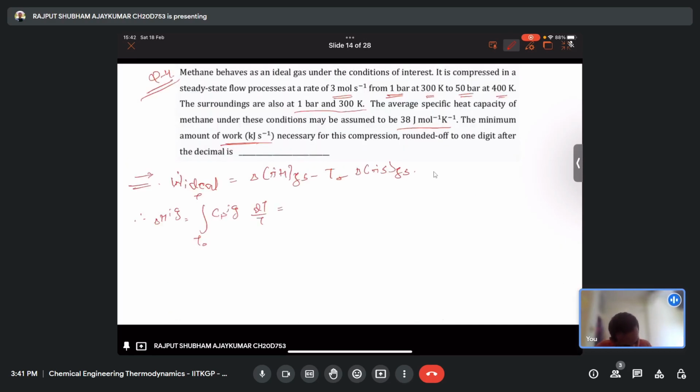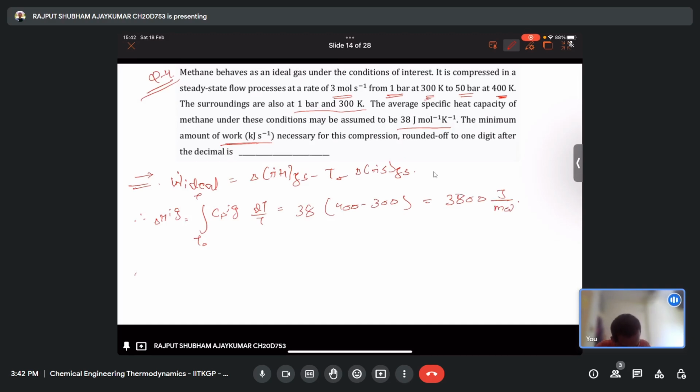Cp of ideal gas is given to us as 38. Integrating from T1 to T2, where T1 is 300 and T2 is 400, T2 minus T0 will be 400 minus 300. This comes out to be 3800 joule per mole.